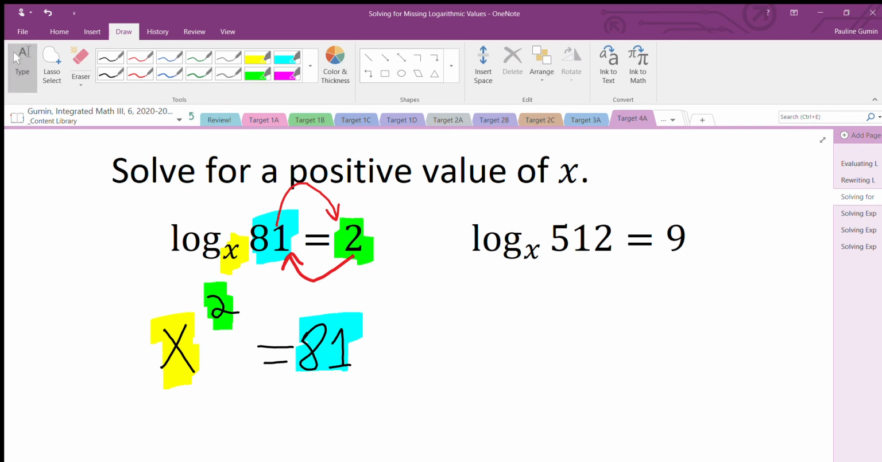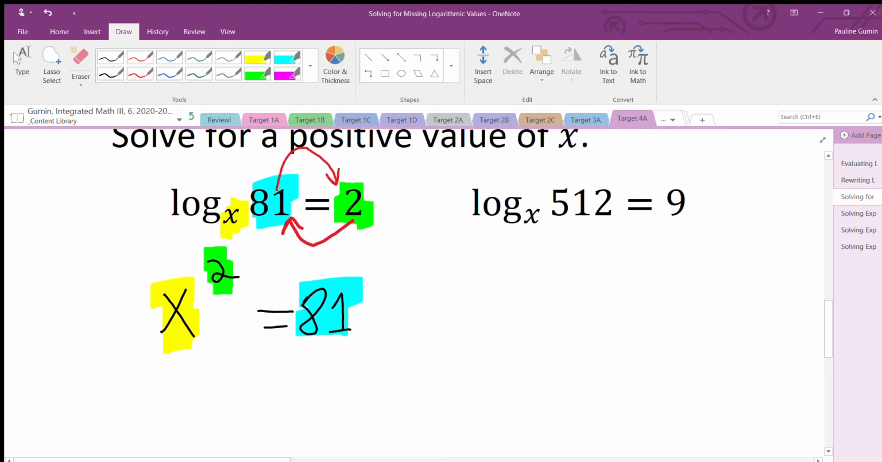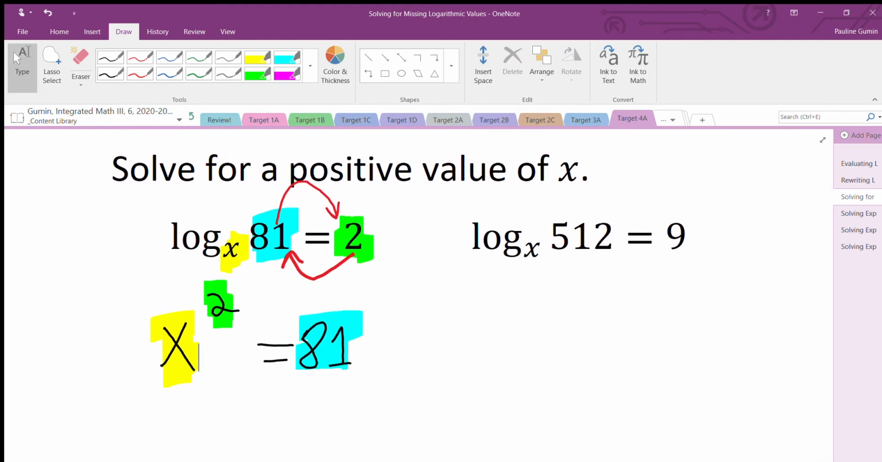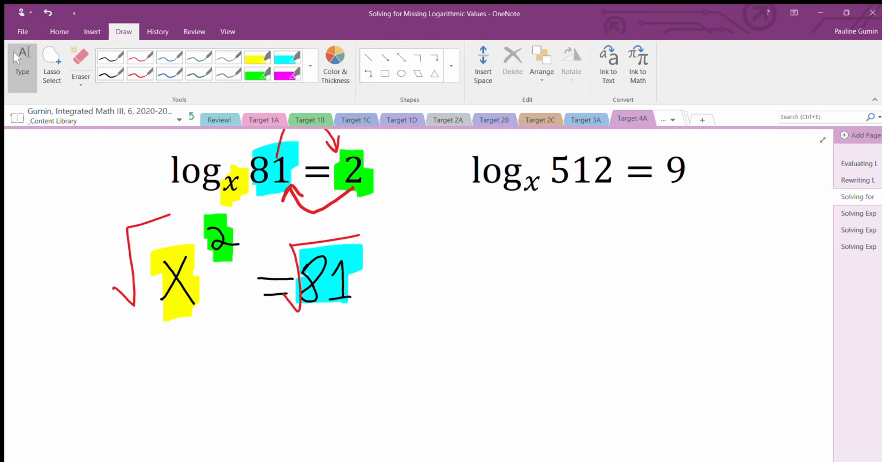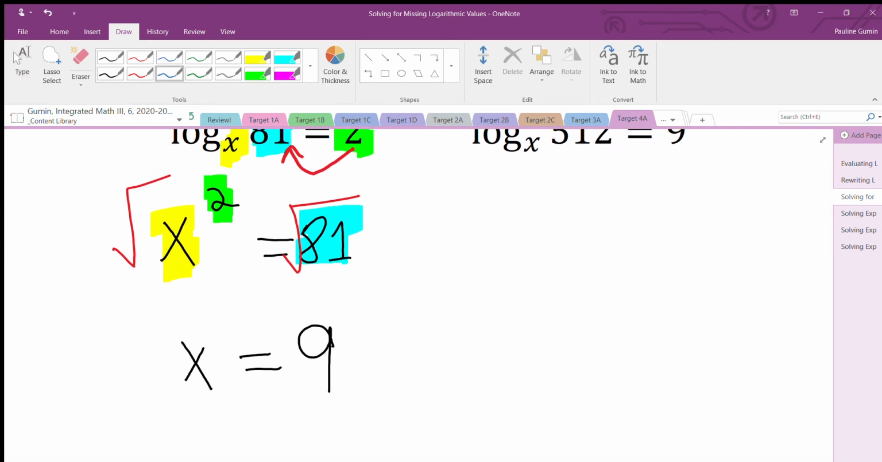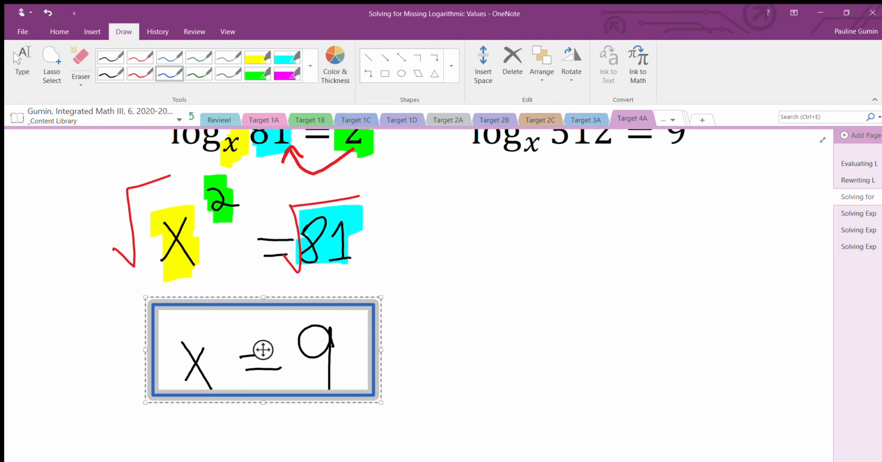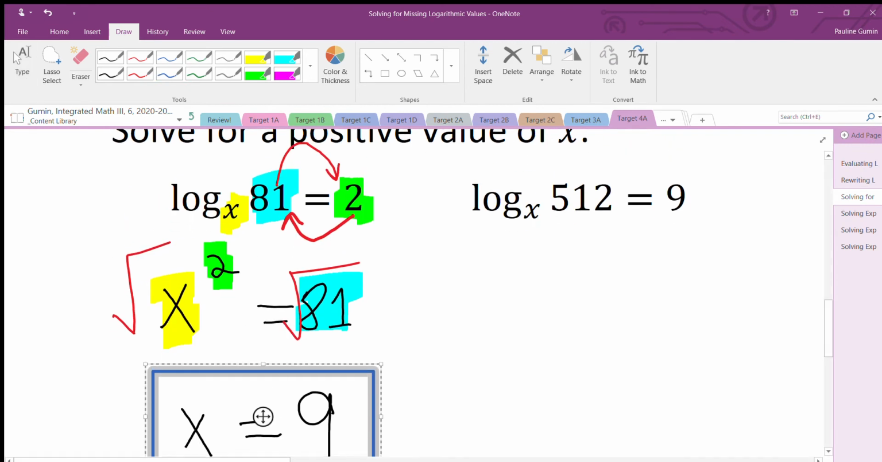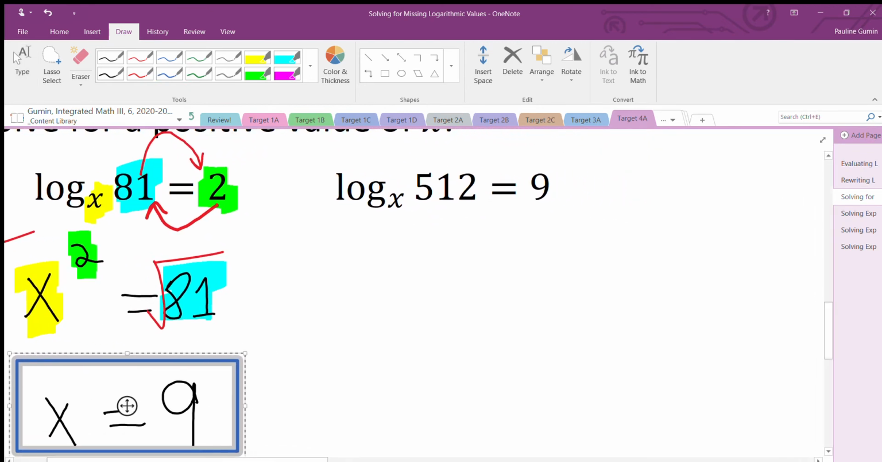And now we have an equation that we know how to solve. Well, how do we get rid of squares? We square root. So we will square root both sides. Notice that in the instructions, I have solved for a positive value of x, because when we square root, we do get a positive and a negative. In this case, we stick with a positive, x equals 9. Now there is a reason we're staying with positive, and that is because logarithmic bases, like x happens to be, must be positive numbers.